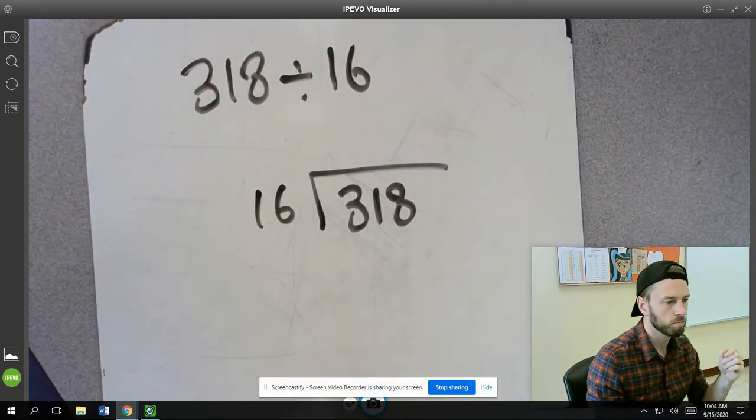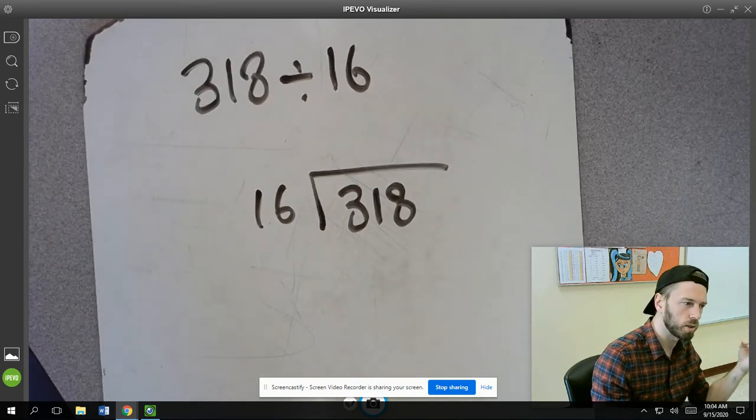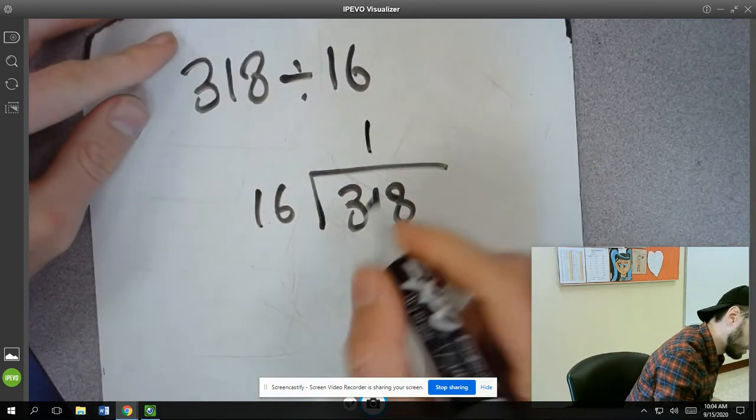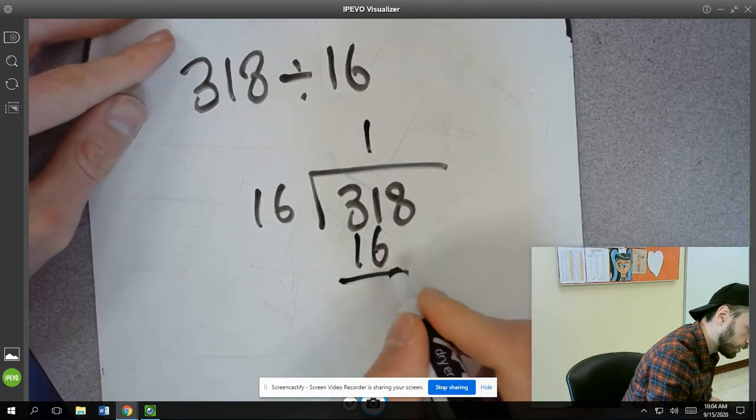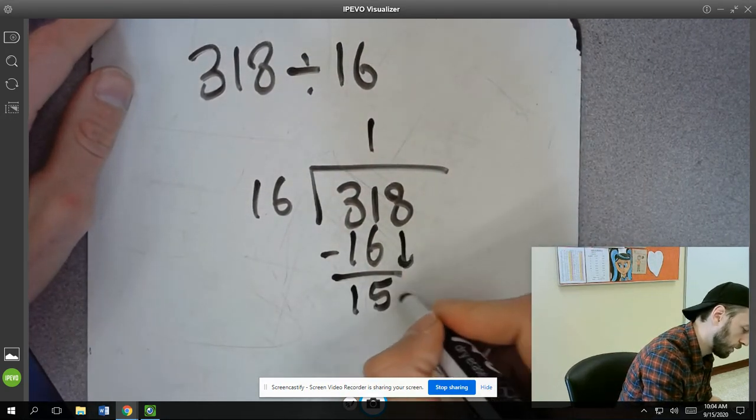16 will go into 31. And it'll go one time. We'll go in 2 times. 16 times 2 is 32. Nope, just once. 16. And if we subtract that, we get 15.